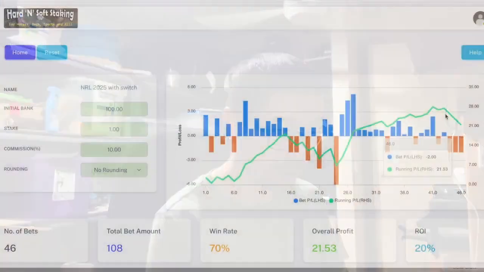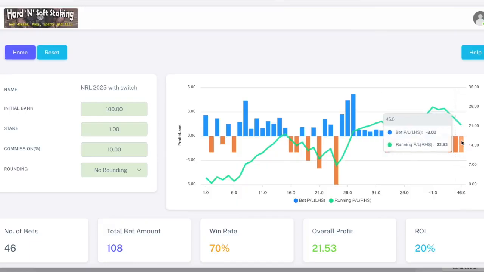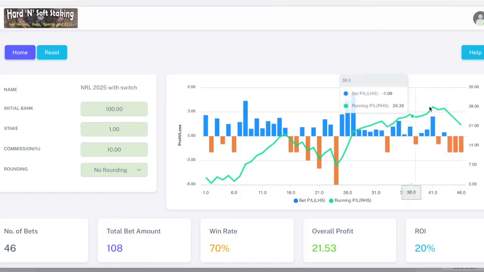Now, yeah, it fell off just a little bit at the end of the season with those few losses there. It had been up $28 before that. This is looking at a $1 base stake, incidentally. But, yeah, it did quite well overall.